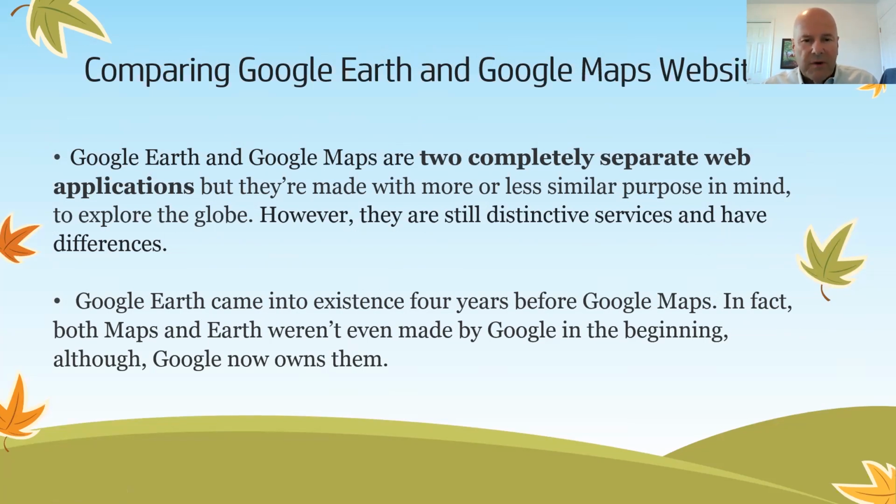I've wondered why they're not merged together. Maybe someday that will happen. That would be wonderful, I think, if they do. But the reason why they're separate is that they were created by different companies. And Google Earth came into existence 4 years before Google Maps did. And it happened about 15, maybe a little less than 20 years ago. But both Maps and Earth are now owned by Google, and they continue to develop them.